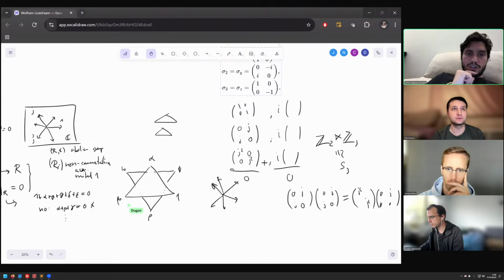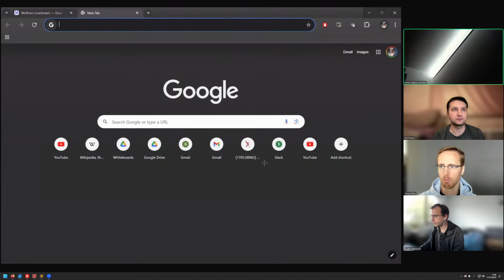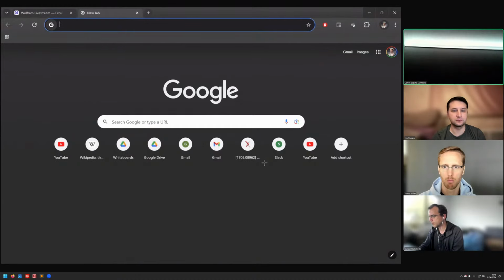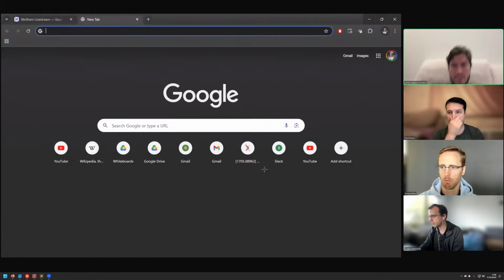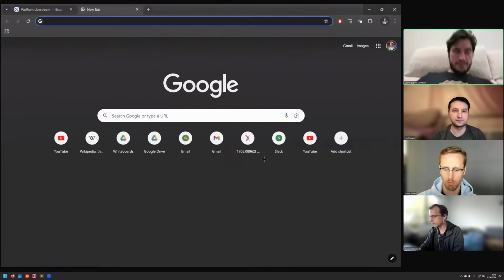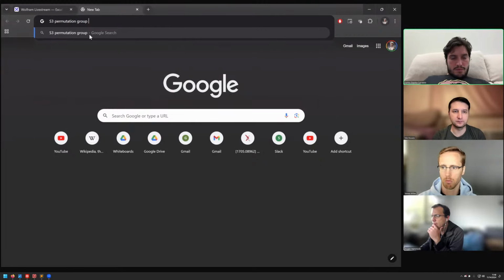By the way, this could be Googled quite easily. Let me see if I can, because this is an S3 representation. It's basically like a spin representation of S3, irreducible.